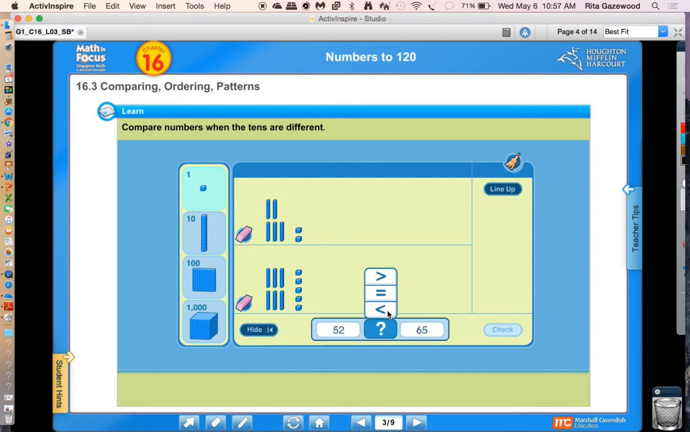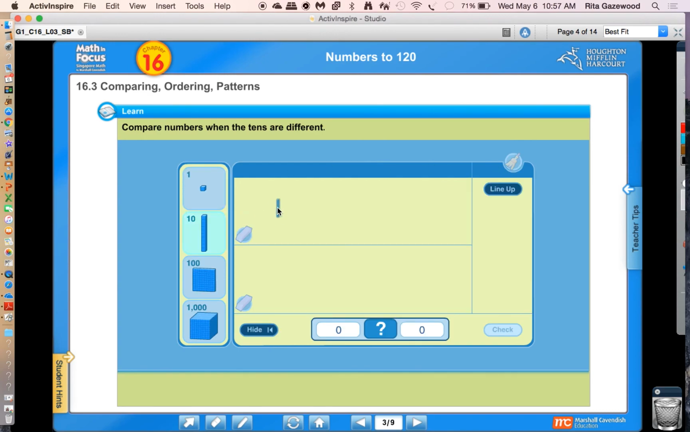I'm going to give you a minute to think about that. Greater than, equal to, or less than. What did you come up with? I think it's less than. Notice how the point is pointing to the smaller number. Let's check and see if I was right. I was! Yay me! I hope it was yay you too.